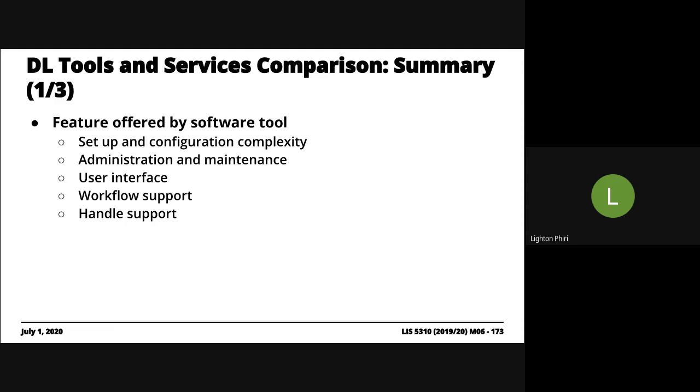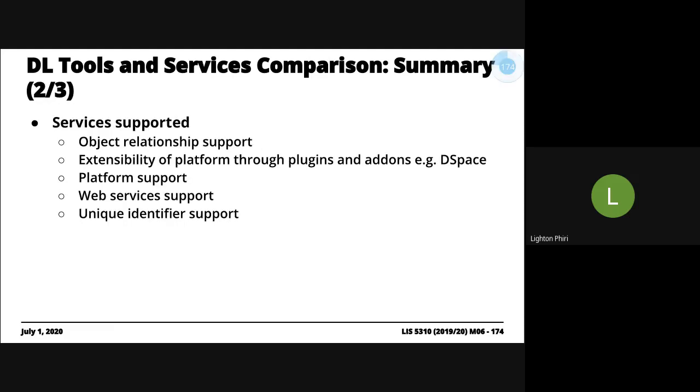PURLs. These are all different things to look at. In terms of services, you could ask yourself questions like whether complex relationships between the different objects in the repository can easily be modeled by the repository software, by the digital library software. Is it possible for you to extend the functionality of the platform? This is almost always the case for free and open source software tools, but then in certain instances, the extensibility might not really be that intuitive, right?